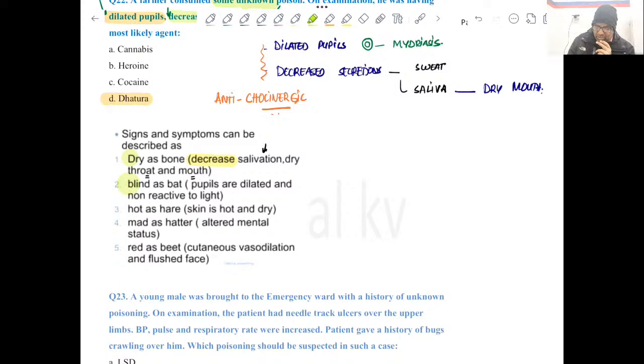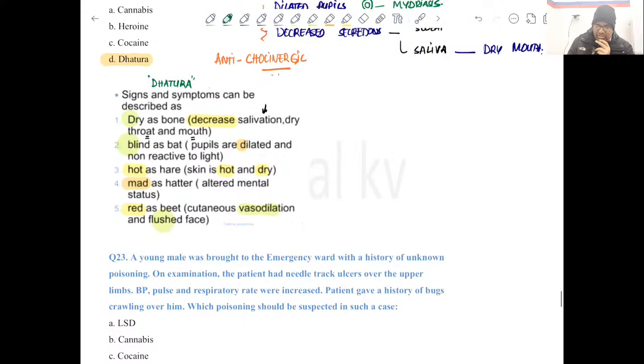Then blind as bat. Now why blind? Because there is pupillary dilatation and non-reactive to light. Then hot as hare. Why? Because there is decreased sweating, so the skin is hot and dry. Then mad as hatter, again neuropsychiatric symptoms, and red as beet because there is vasodilatation with flushing. So these are few words which you need to remember for Dhatura. Dry as bone, blind as bat, hot as hare, mad as hatter, and red as beet. Clear? So this is all anticholinergic activity.